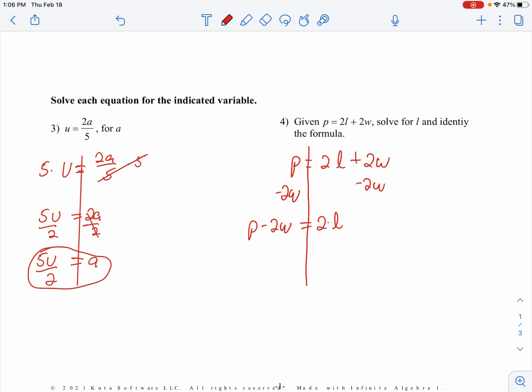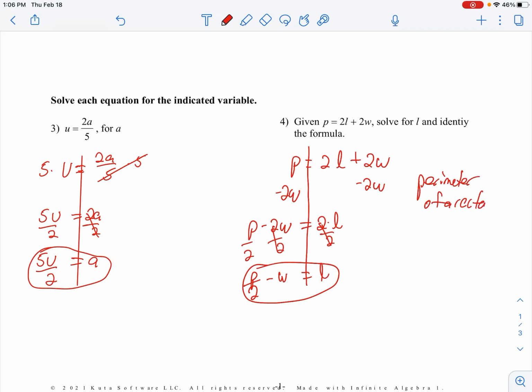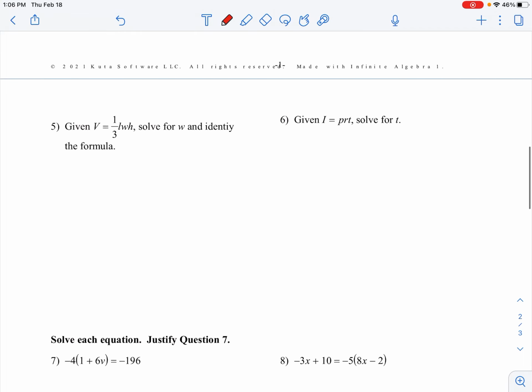It's 2 times L, so the inverse of multiplication, again, is division, and everything gets divided by 2. Now, you can't do anything with P over 2, but on the 2W divided by 2, you can divide 2 by 2. Left with W, 2 by 2, left with L. And this is the perimeter of a rectangle. Okay, and a rectangle has 2 lengths and 2 widths.